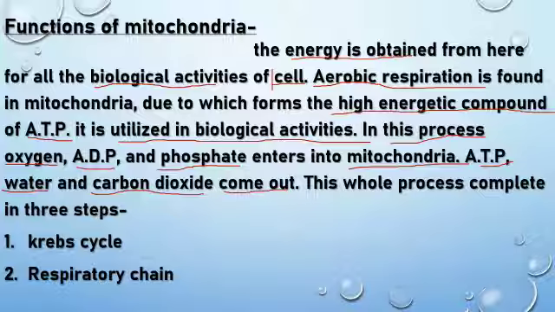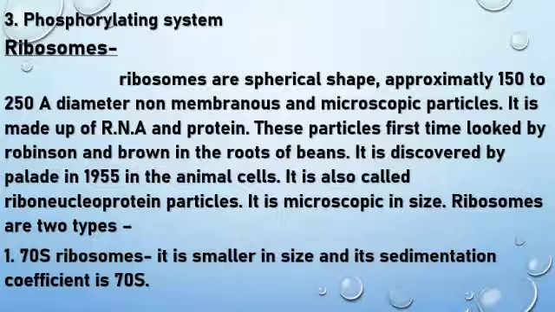So in the mitochondria, the oxygen, ADP, and phosphate enter, and the ATP, water, and carbon dioxide come out from the mitochondria. And this whole process completes in 3 steps. The first step is the Krebs cycle, the next one is the respiratory chain, and the next one is the phosphorylating system. So in 3 steps, this process completes.